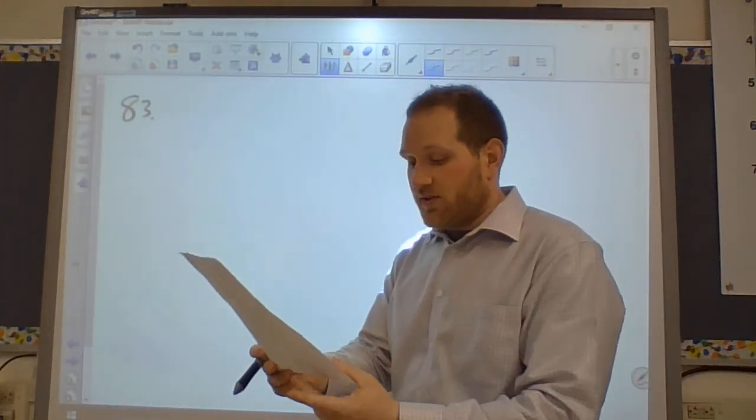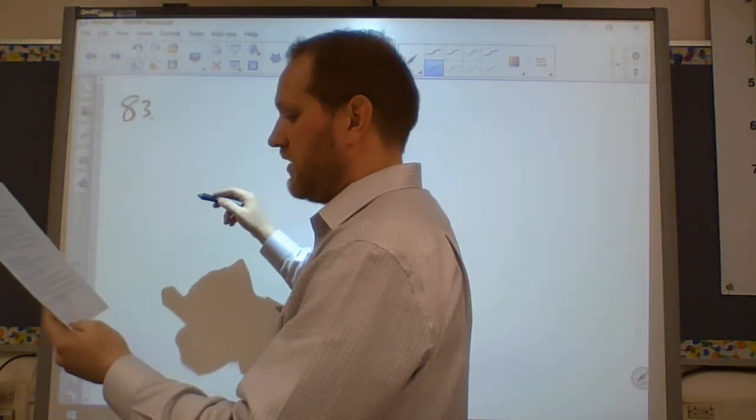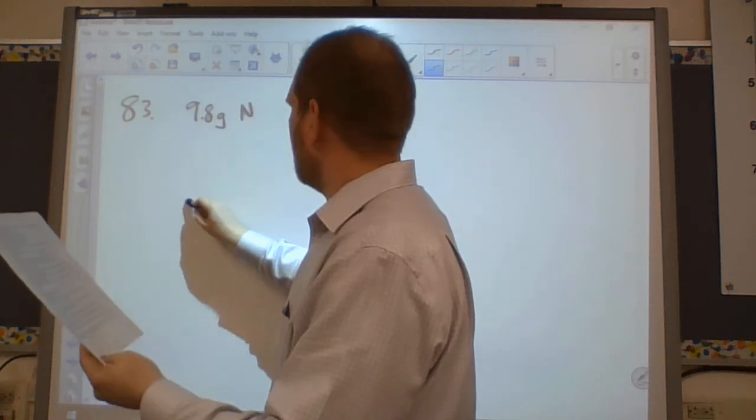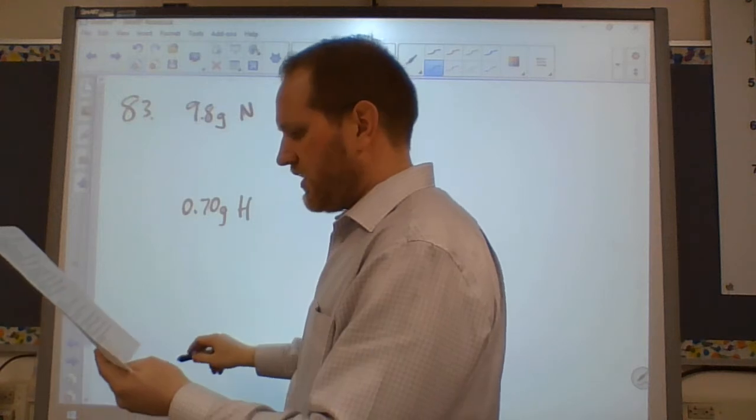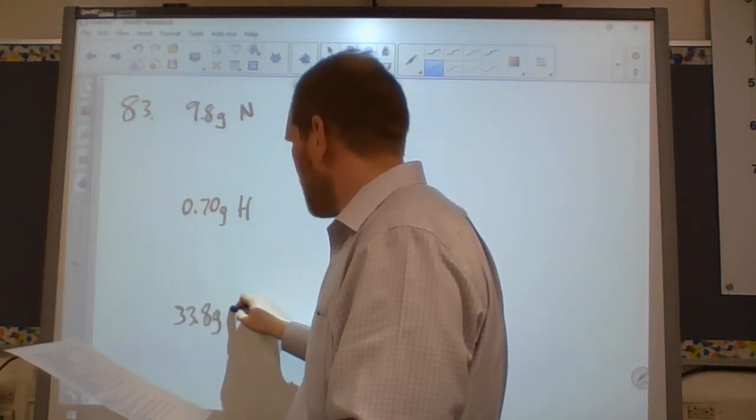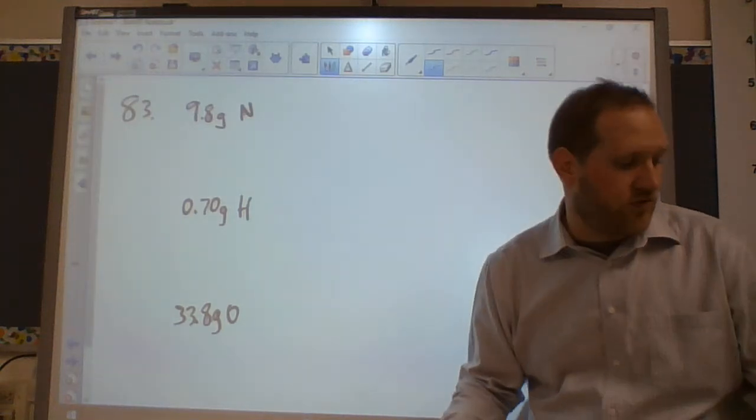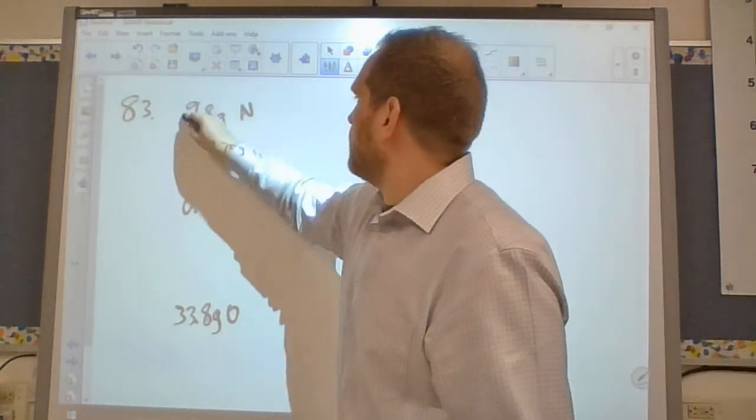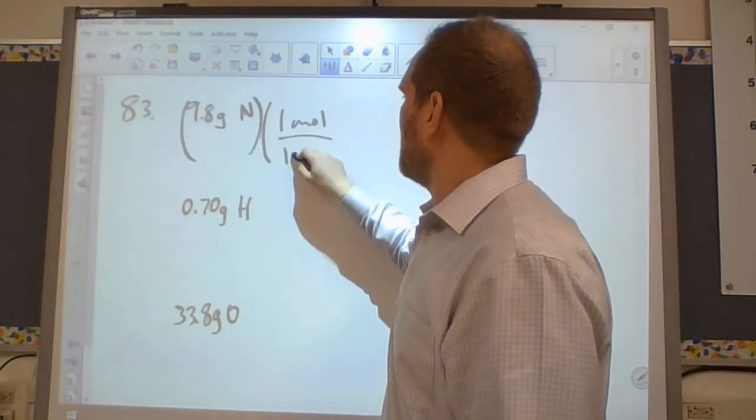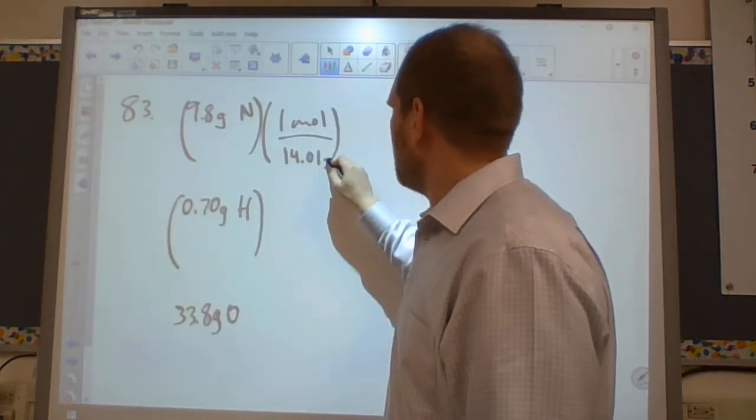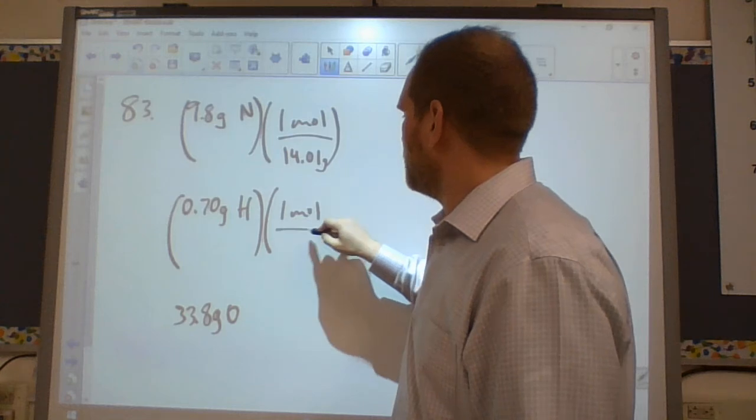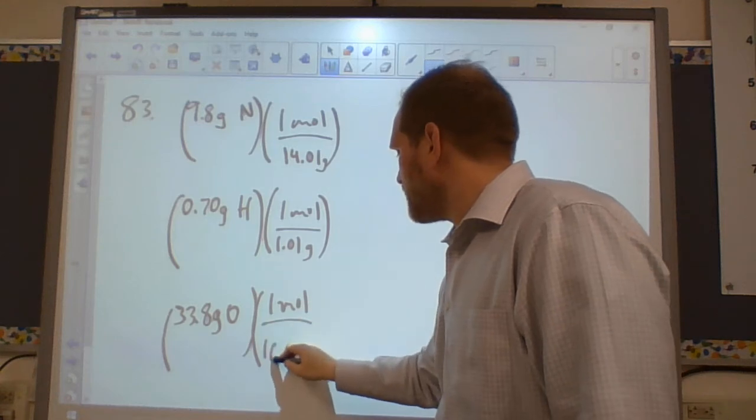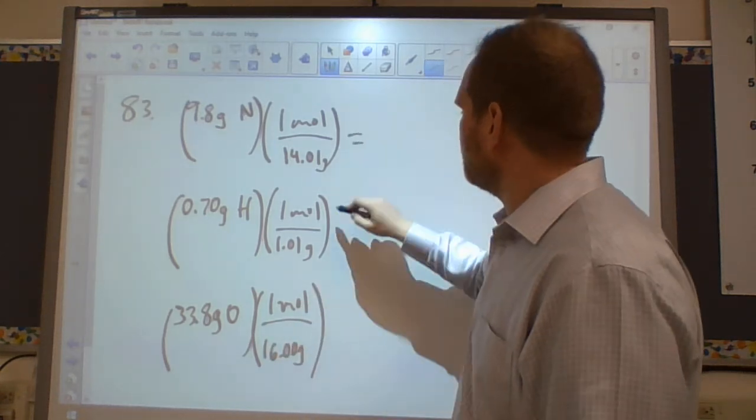Empirical and molecular formula are actually just empirical. All right, so we have 9.8 grams of nitrogen. We have 0.70 grams of hydrogen, and we have 33.8 grams of oxygen. So it gave us grams, so we just turn those right into moles. If it gives you percentages, you assume they're grams, and then you turn it into moles. All right, so setting this up, nitrogen's molar mass is 14.01 grams. Hydrogen is 1.01 grams. And oxygen is 16.00 grams. Let's see what we get.